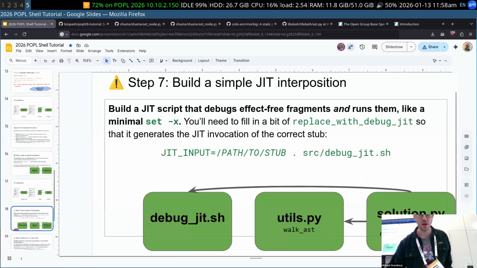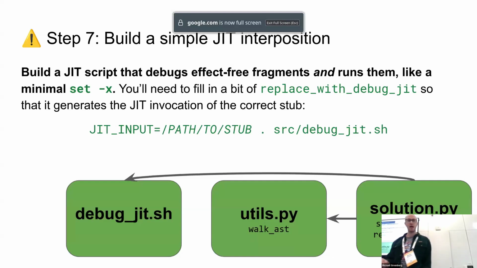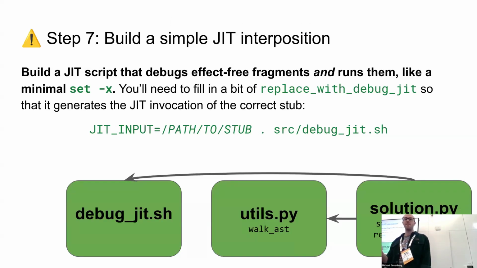Okay, so here we're going to do a simple JIT interposition. What that means is we're going to run a minimal set-x where we actually run the command. So this isn't quite the dry run where we don't run the effect for simple commands. We're going to just do effect-free fragments, and we're going to debug them such that we print them out with a little plus or whatever before them, like set-x does, and then we actually run the command.